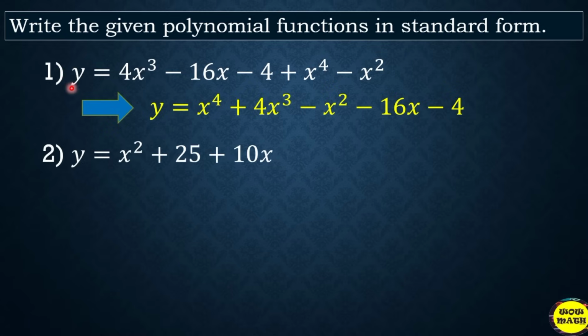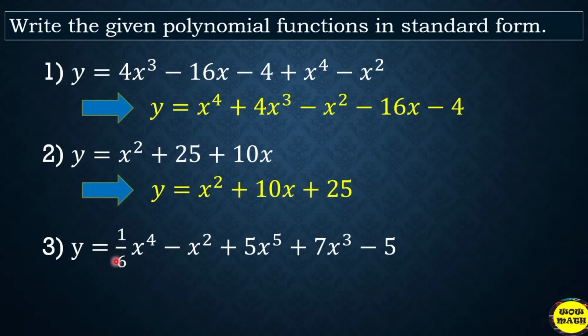Let's have number 2. Y is equal to x squared plus 25 plus 10x. Pwede po tayong sumagot. Kapag finlash po natin yung given, sagot po tayo para ma-check natin kung tama yung sagot natin or kung naiintindihan ba. Okay, so obviously the highest degree is x squared. Okay, x squared followed by 10x plus 25. Next.